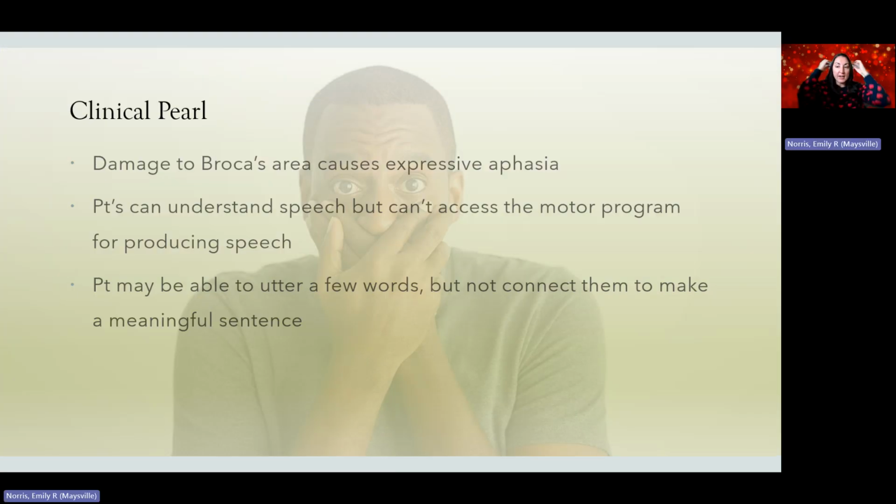We talked about Broca's area there in the back of that frontal lobe near the temporal lobe. It is responsible for helping you produce speech. And if it is damaged, then it's hard to express yourself through speech. So you'll have Broca's aphasia or expressive aphasia. So the patient can understand what you're telling them to do, but they're often unable to actually put the words together and create meaning through their words. So they may be able to utter a few words, but typically they cannot connect them or make real meaningful sentences.